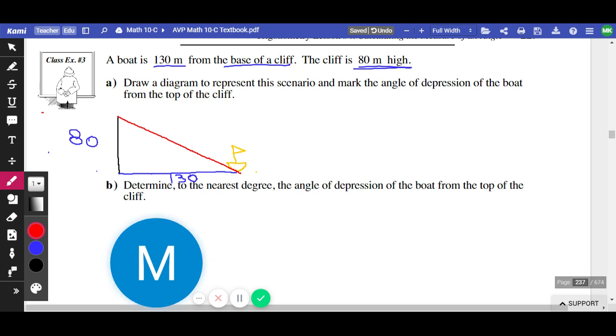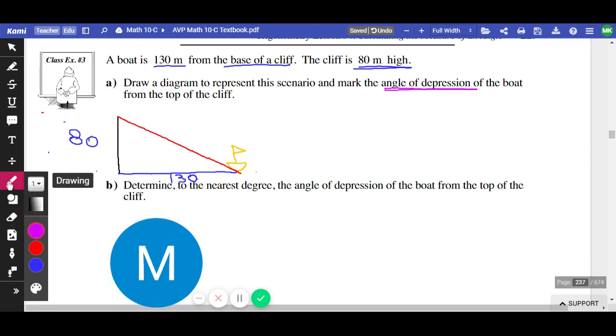We keep reading the question. Draw a diagram to represent the scenario. Beautiful. Mark the angle of depression of the boat from the top of the cliff. This is the hard one. A lot of people would say the angle of depression from the top of the cliff to the boat is right here. However, that's not correct. Why not? Because it's not connected to a horizontal line. This connects to a vertical line. Not good enough. We need to connect to a horizontal line.